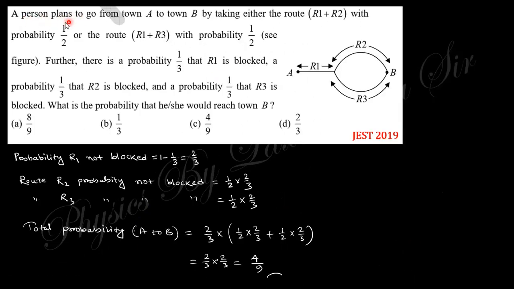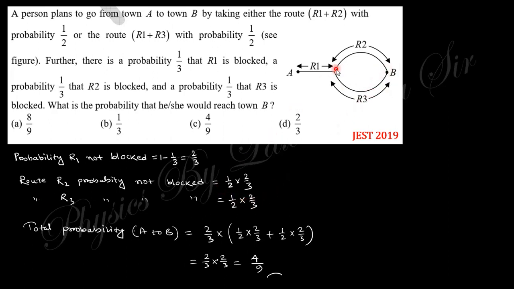A person plans to go from A to B. He wants to go through route R1 plus R2 or either R1 plus R3. Now the probability of choosing each route will be half and half, no problem. But there is a probability that 1/3 of R1 is blocked. This is the probability to block, 1/3, so allow is 2/3. Similarly for that one, also 1/3 block, that means allow is 2/3. This is also 1/3 block, meaning allow is 2/3.